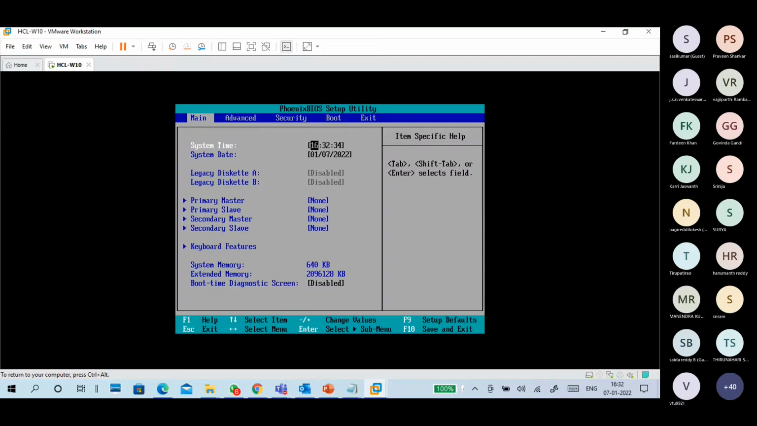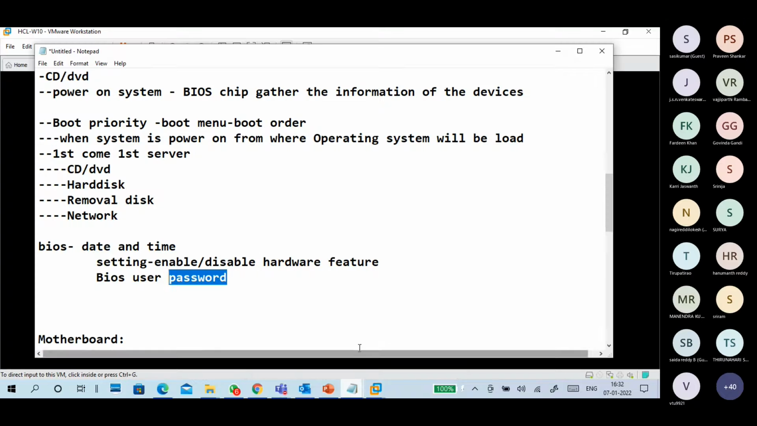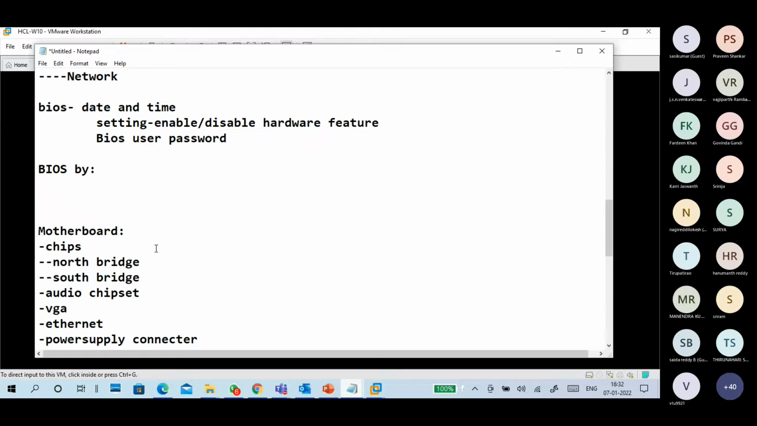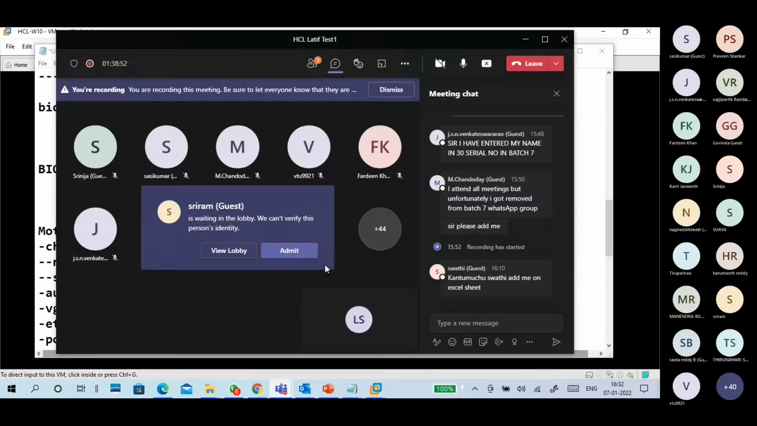BIOS chip manufacturers are different. So different manufacturers are there for a BIOS.